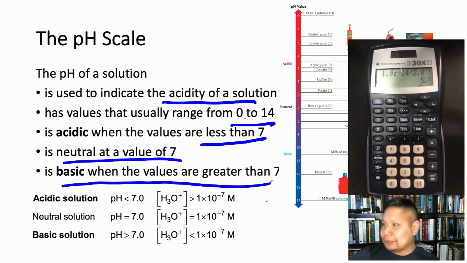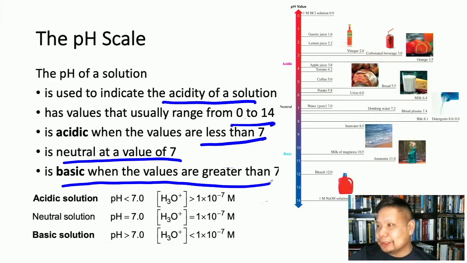Greater than 7. And I'm sorry, I actually forgot to close down the calculator so we can see this little graphic we have up here, right? So in an acidic solution, where the pH is less than 7, what does that really mean? That means that the hydronium ion concentration is greater than 1 times 10 to the negative 7.